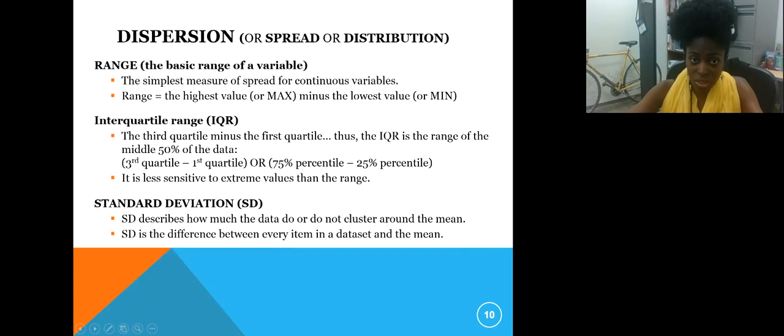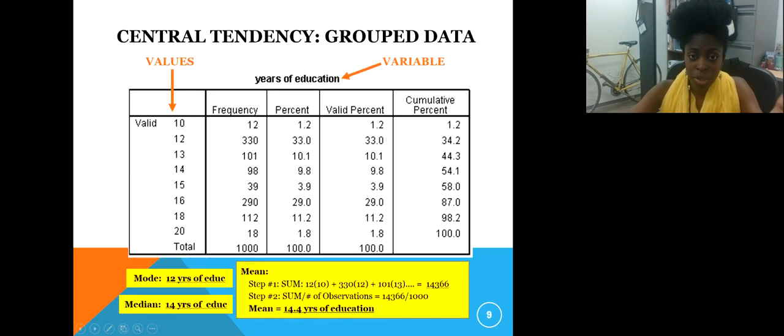Does that say frequency though? Nope, doesn't say it there. They incorrectly say the range is the maximum frequency minus the minimum frequency. So let's take a look at that. Their maximum would be 330 minus their minimum of 12, so your range of years of education would be 330.